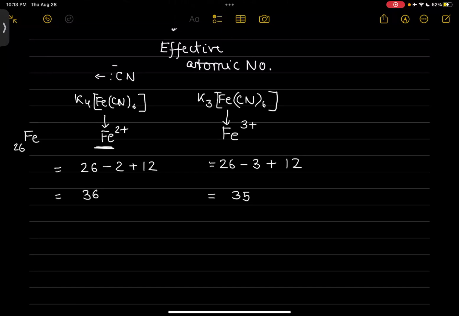Yes, sir. Okay. So in which complex is the total number of electrons, including the electrons of the metal ion itself and the electrons donated by the ligands, matching with the total number of electrons present in a noble gas? That is this complex. Is it clear? So I will say that this K4[Fe(CN)6] is following the EAN. Got it? And in the other, the EAN is violated. Is it clear or not? Yes.